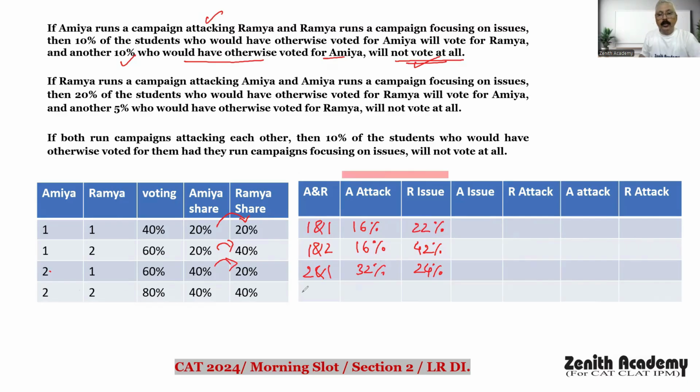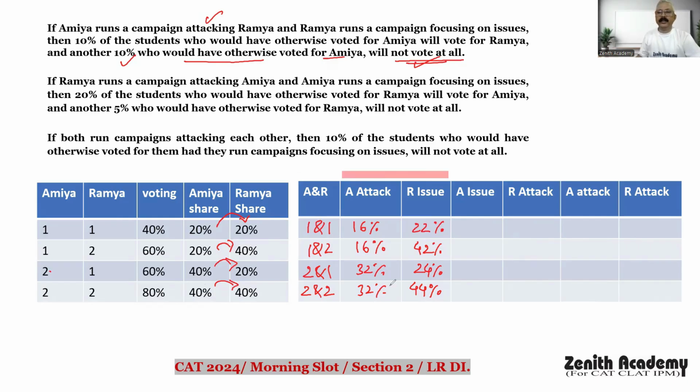And in this scenario, both are running a level 2 type campaign. Then 10% of this will go to this. So 10% is 4, 44. And 10% do not vote. So 40, 10% is 4. So 4 goes to this and 4 do not vote. So the loss is 8. So 40 minus 8, 32.